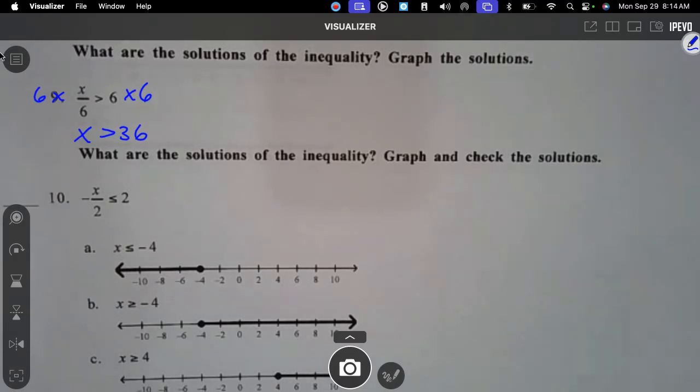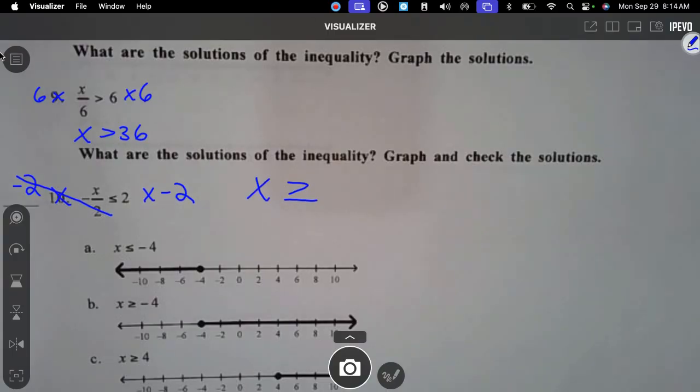Okay. Next one. What do we do on that one? Multiply by -2 on both sides. What happens when you multiply by a negative? You flip the sign. And I would do that first, like right now. Before I write my problem, I would go ahead and flip that sign.